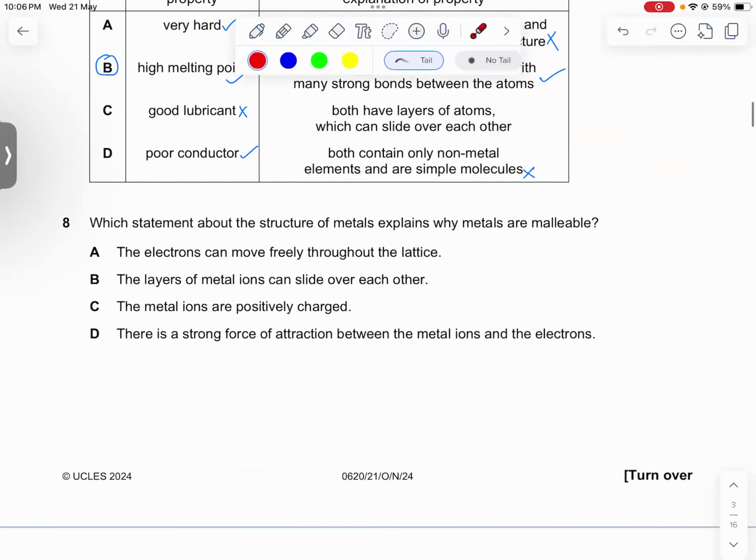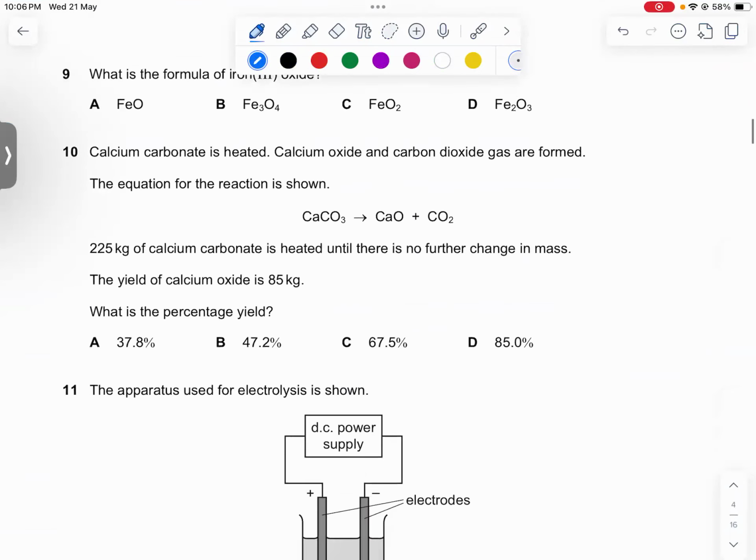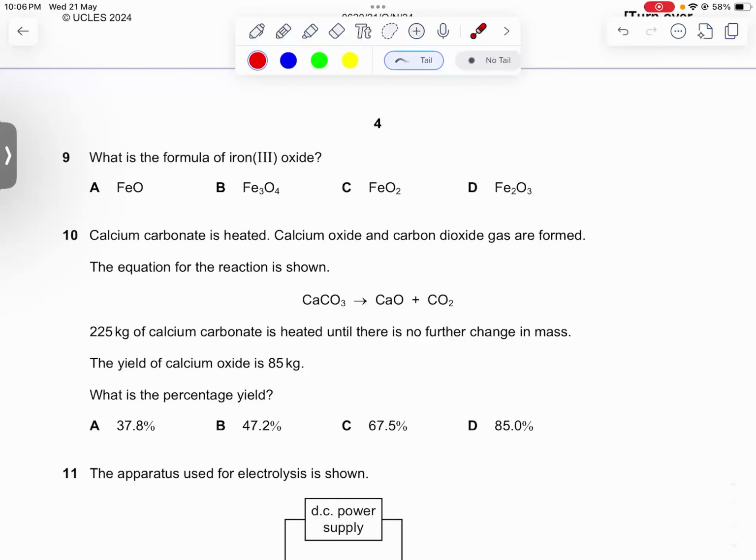All right, next question. Which statement about the structure of metals explains why metals are malleable? The electrons can move freely throughout the lattice. That explains why they are good conductors. The layers of metal ions can slide over each other. That is the reason why they are malleable.